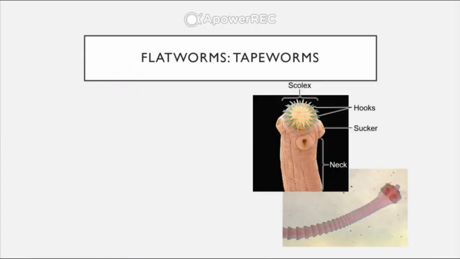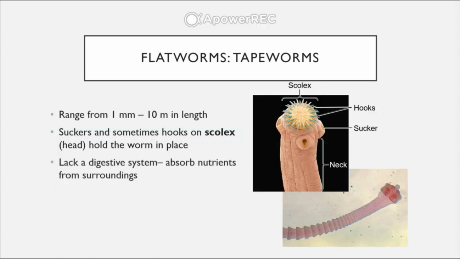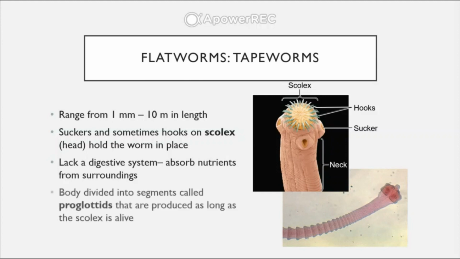Next, we have the flatworms. This particular one is the tapeworm, which has suckers and sometimes hooks on the scolex, or the head, in order to hold the worm in place. They range from just 1 millimeter all the way up to 10 meters in length. Remember, a meter is about 3 feet. They lack a digestive system, so again, they absorb nutrients from the surroundings.